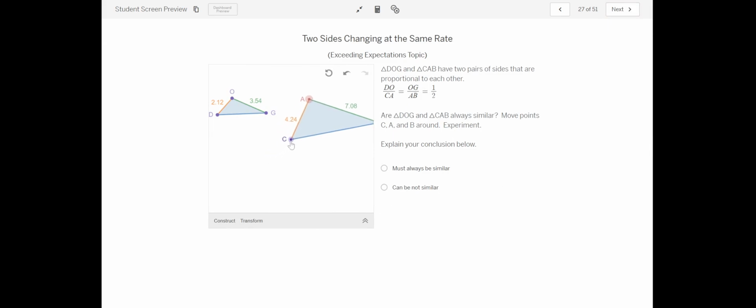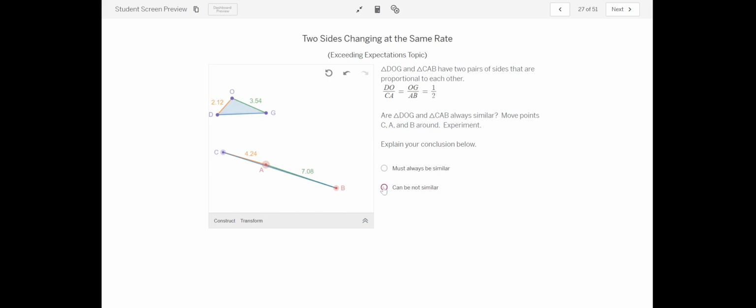But they want you to see that even though the oranges are proportional and the greens are proportional, if I change the angles, then these don't look like they're going to be similar triangles anymore, right? So I can move them around, and that triangle is not the same as that triangle. It's not similar to it, okay?